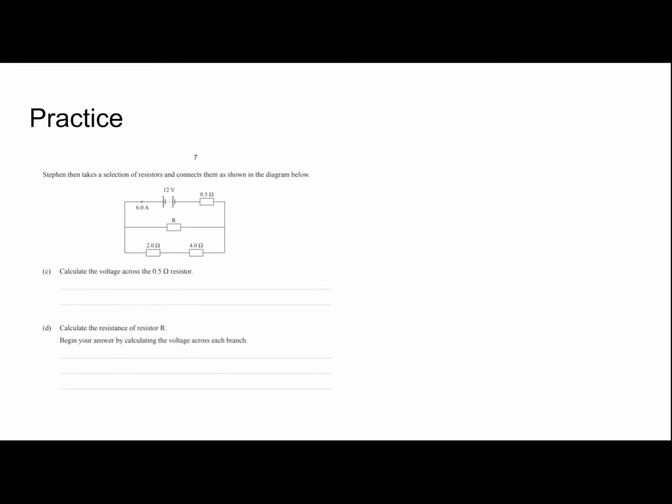So, another practice question. Stephen then takes a selection of resistors and connects them as shown in the diagram below. Calculate the voltage across the 0.5 ohm resistor.